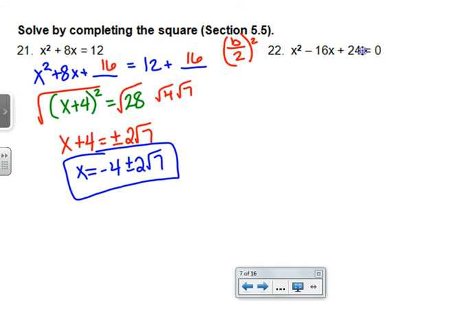Okay, this next one, we weren't so fortunate. We do need to subtract the 24 to the other side of the equation so we can make room for completing the square. Negative 24, and we will add the blank over here as well.